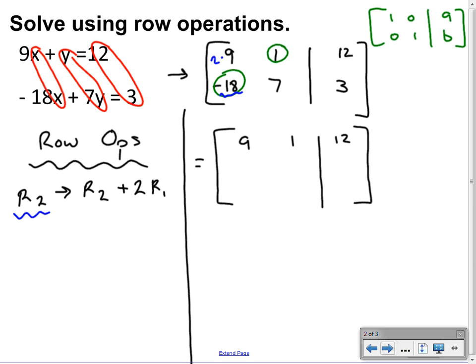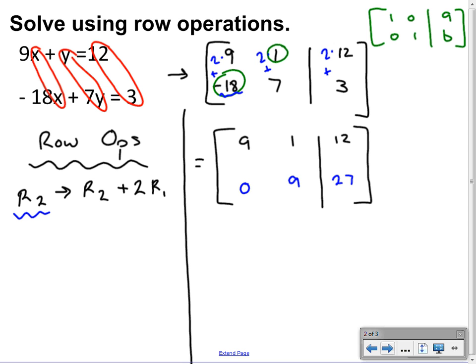Now row 2, I'm going to do negative 18 plus 2 times 9, so we get 0. We're going to do 7 plus 2 times 1, get 9. We're going to do 3 plus 2 times 12 to get 27. So the only thing that changed was row 2.